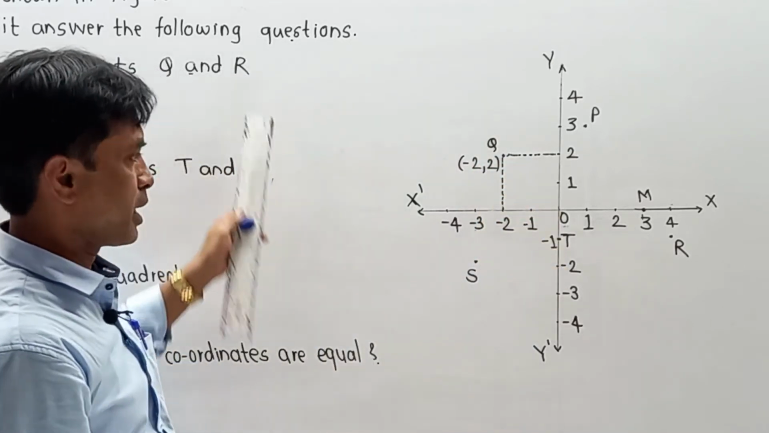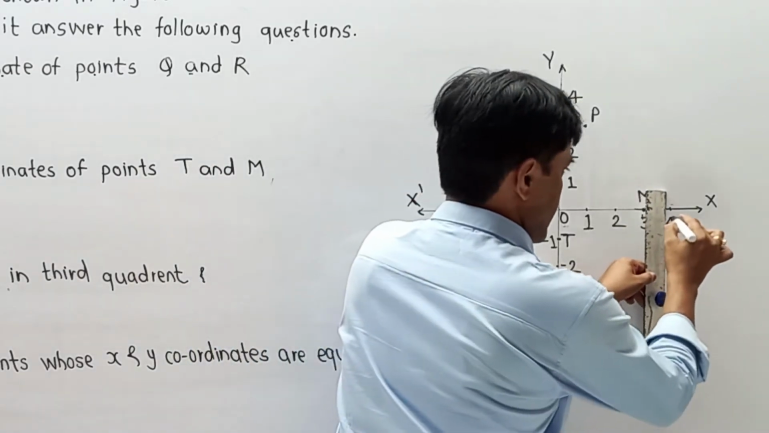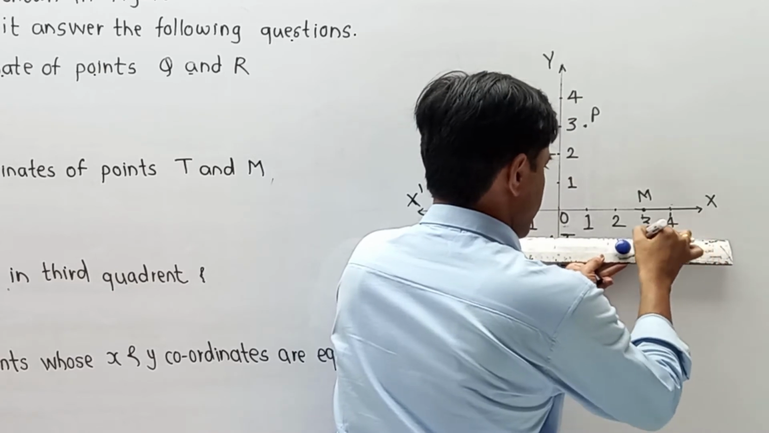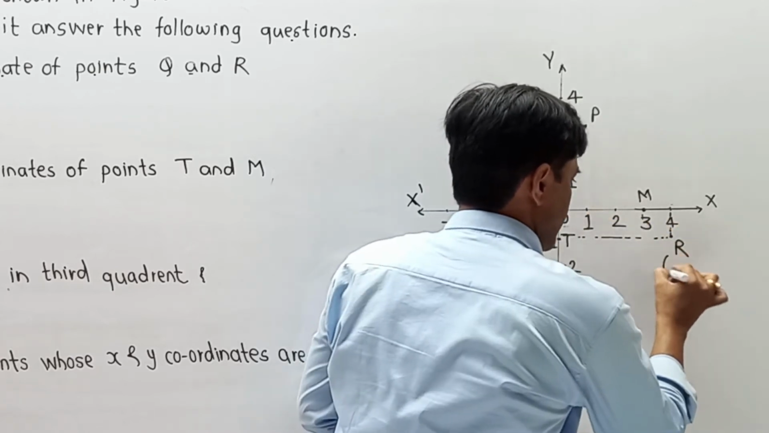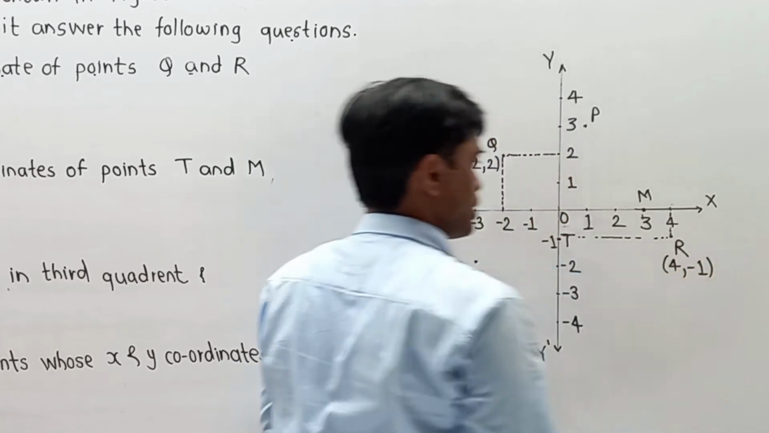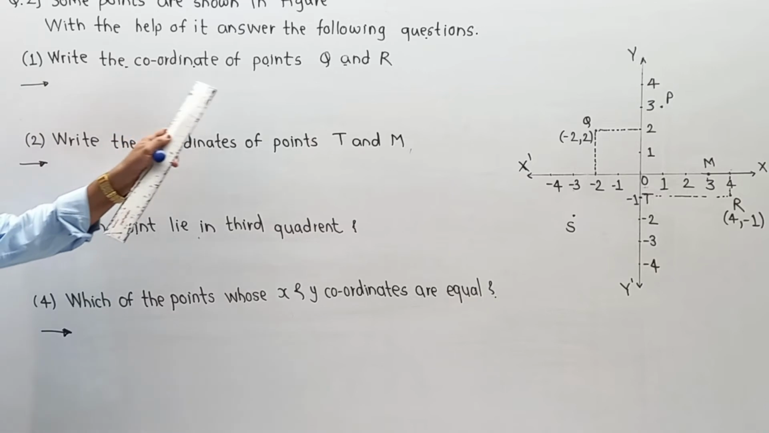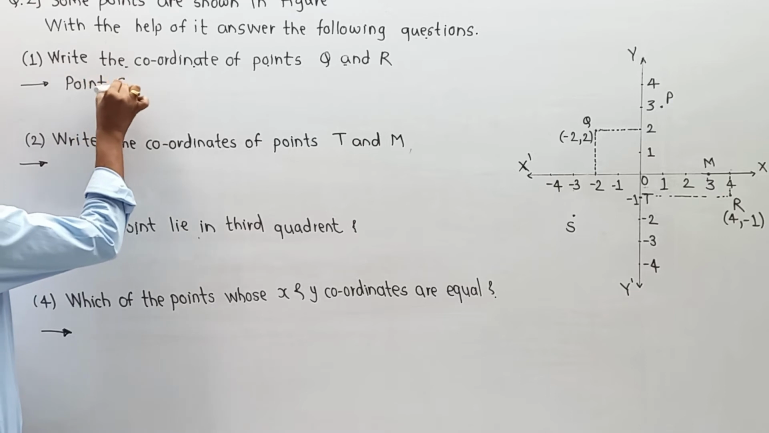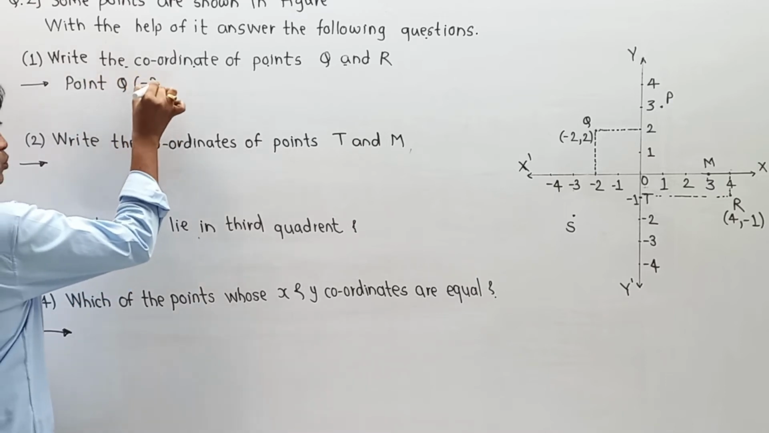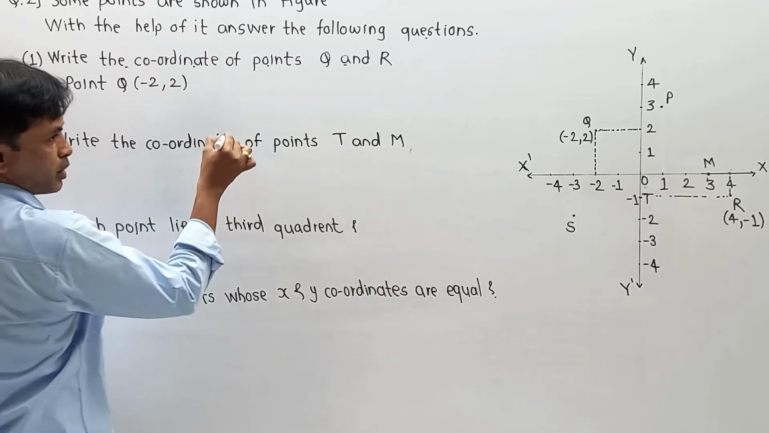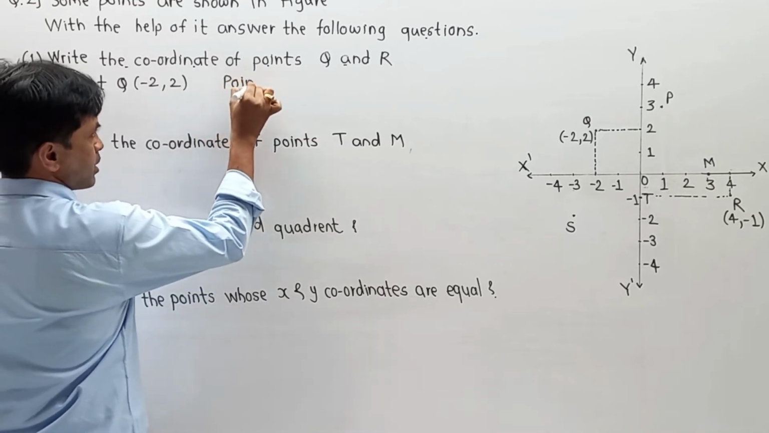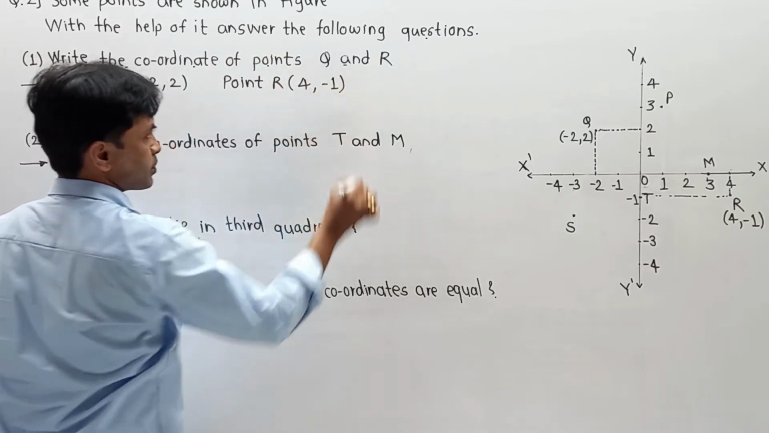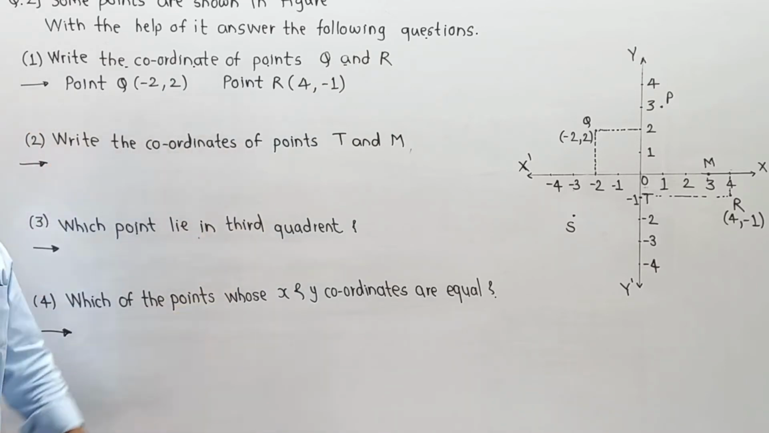Next point R. Point R is having a coordinate x as 4 and y coordinate as minus 1. So R is having 4, minus 1. So as per our first question, write the coordinate of points Q and R: point Q having a coordinate minus 2, 2 and point R having a coordinate 4, minus 1. In this way our first question is completed.